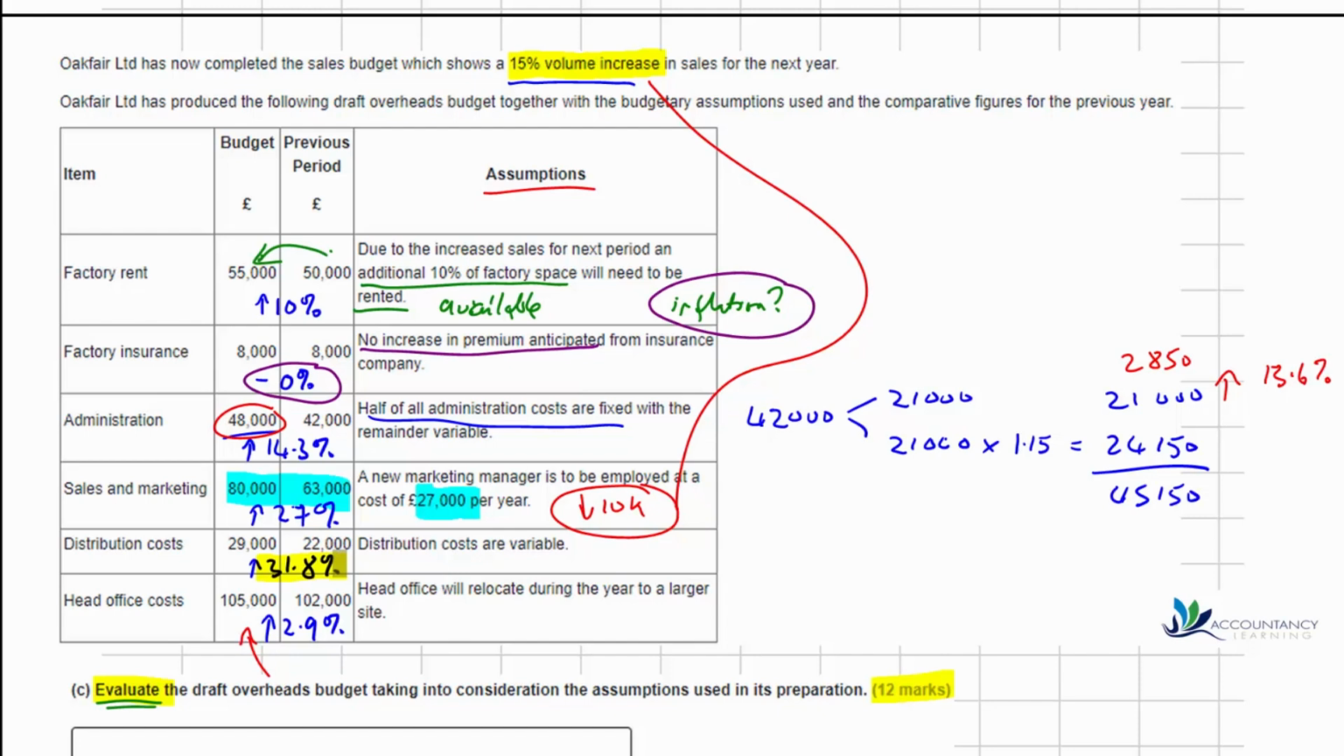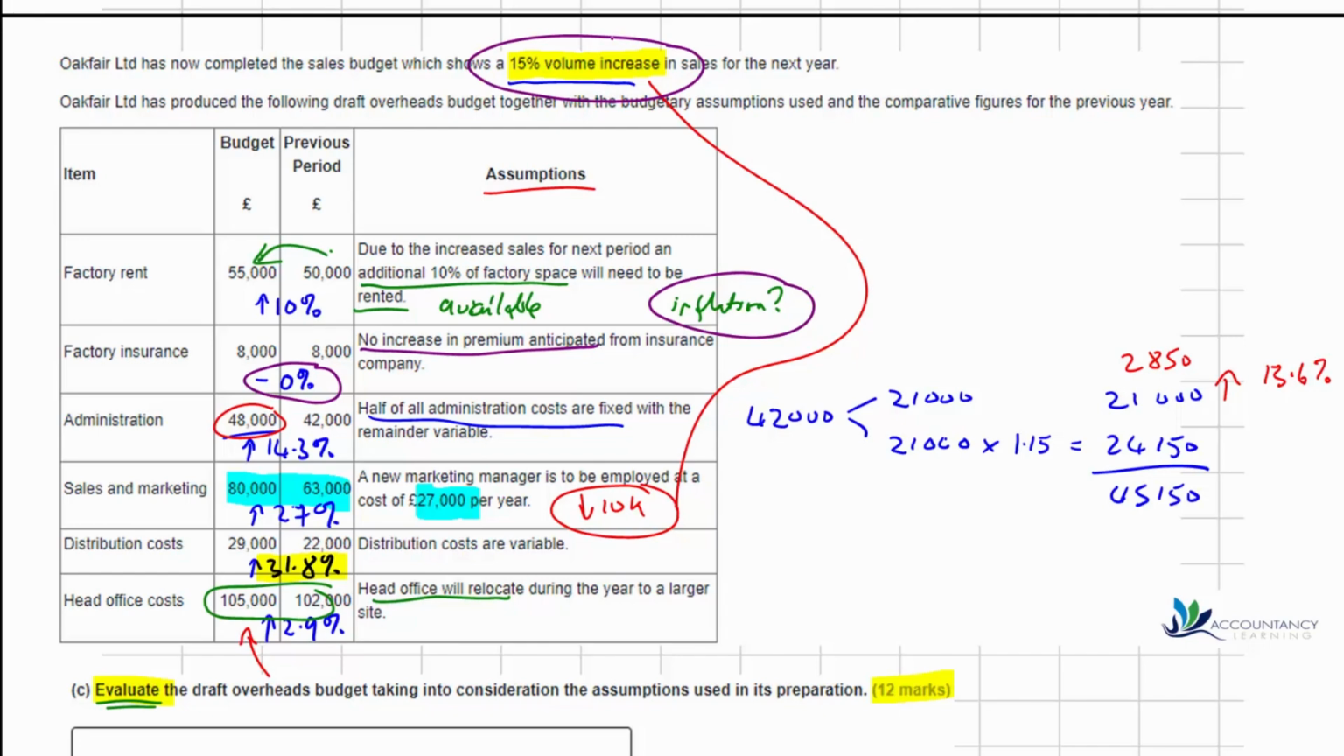And then we have our head office costs, and it's telling us there that they're planning to relocate their head office. Well, that could be quite an expensive process, and it may be more expensive than the 3,000 increase that they've included there for the head office budget. So we might expect that to be a bit higher than that. So while we wouldn't expect head office costs to increase in line with the volume increase, it still doesn't seem appropriate that it's only going up by 2.9%, given that we are including that relocation.